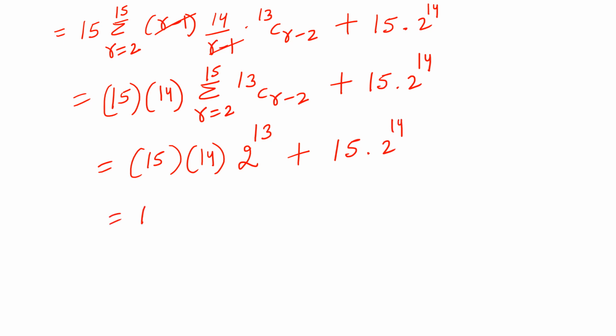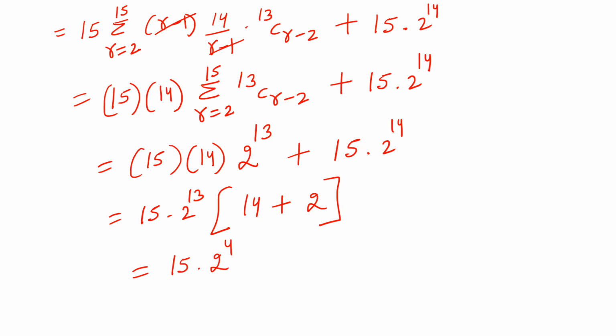Now students, I am taking 15 into 2 to the power 13 as common. And inside the bracket I get 14 plus 2. So this can be written as 15 into 16. Now 16 can be written as 2 to the power 4 into we have 2 to the power 13. So this is 2 to the power 17 into 15, and 15 can be written as 3 into 5.